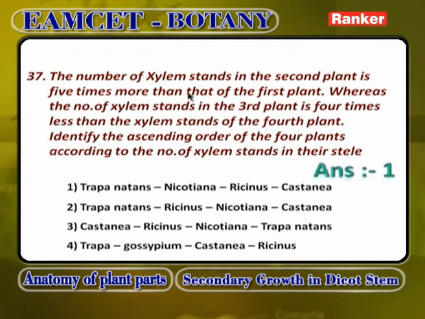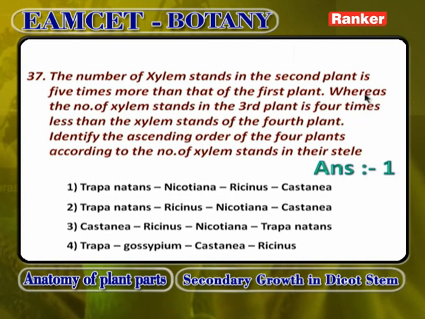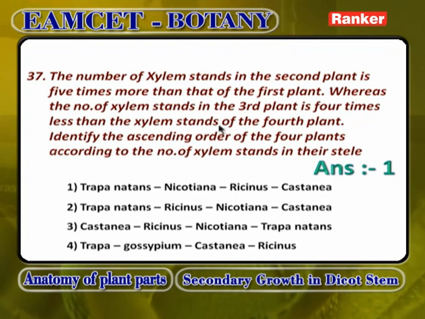The number of xylem strands in the second plant is 5 times more than that of the first plant, whereas the number of xylem strands in the third plant is 4 times less than that of the fourth plant. Identify the ascending order of the 4 plants according to the number of xylem strands in the stele. Trapa natans 1, Nicotiana 2, Ricinus 5, Castanea 8. So the answer is 1. Trapa natans, just to confuse you, the statement that the number of xylem strands in the second plant is 5 times more than the first plant is given. Okay. So the answer is 1.